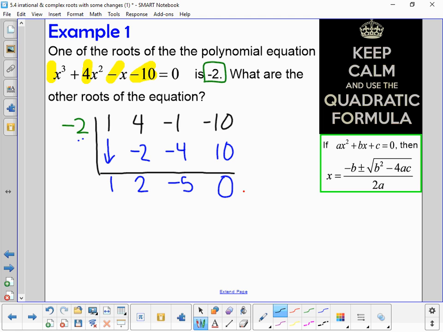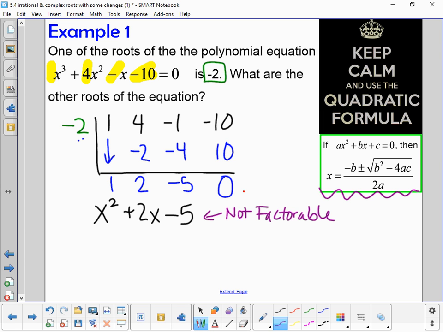So when we completed the division, we ended up that this polynomial divided by the factor x plus 2 would give us an x squared plus a 2x minus 5. And this quadratic expression right here will give us the other two roots of the polynomial, but unfortunately, this is not factorable. And when things are not factorable, we have to turn to our old friend, the quadratic formula.